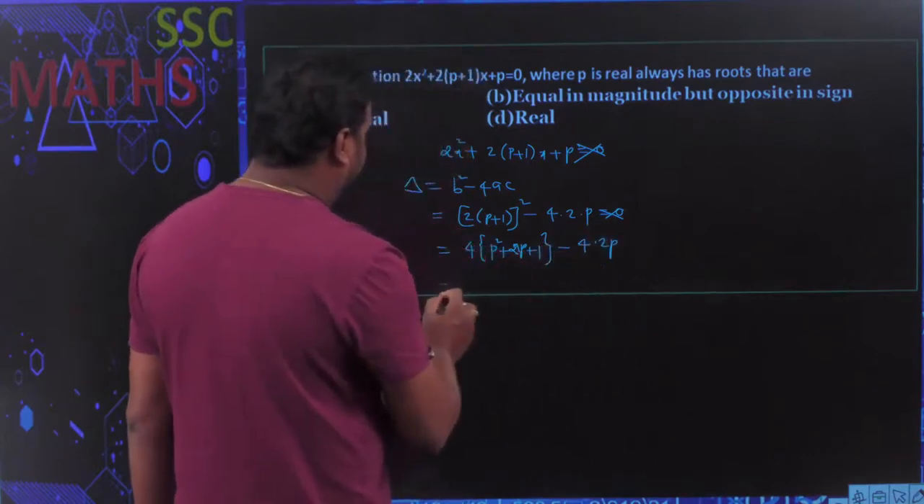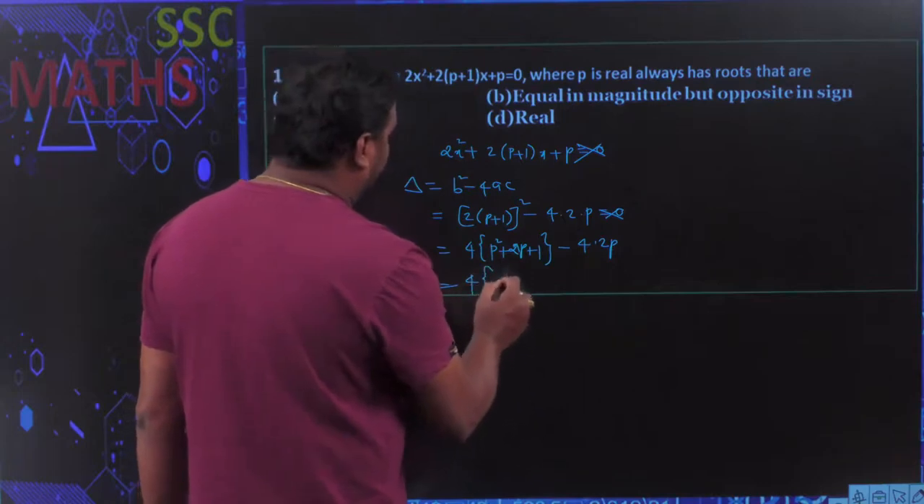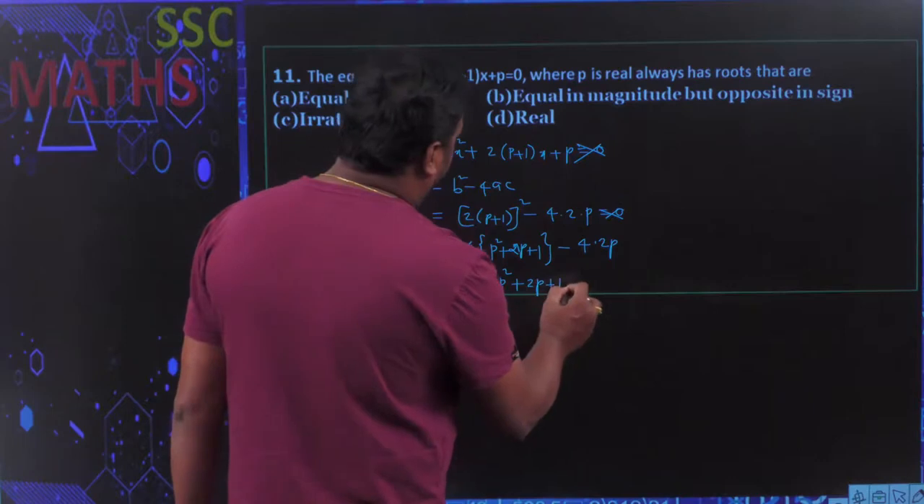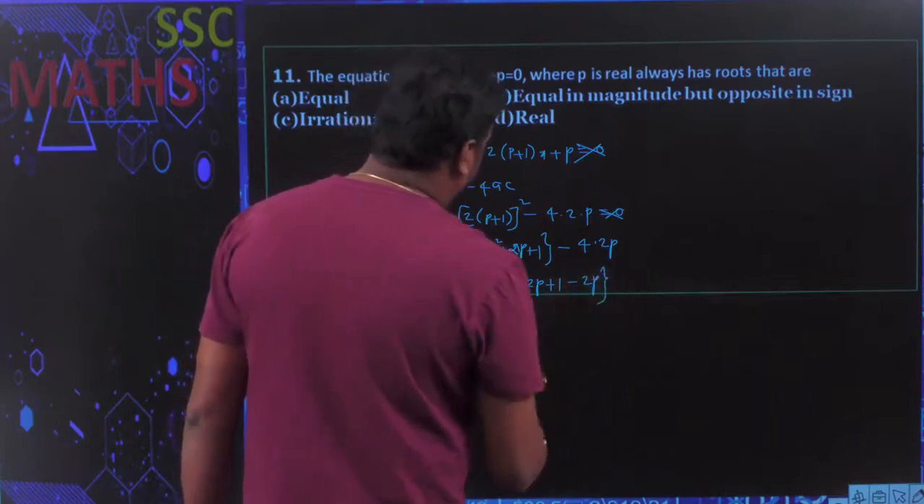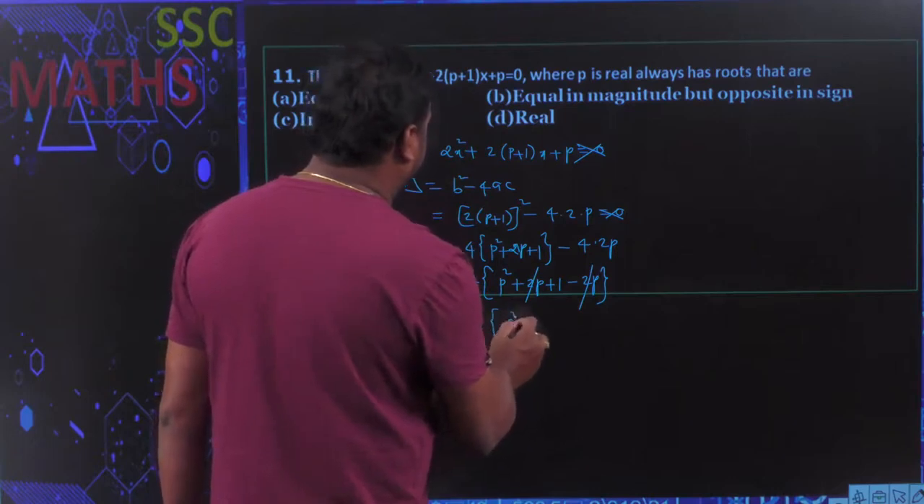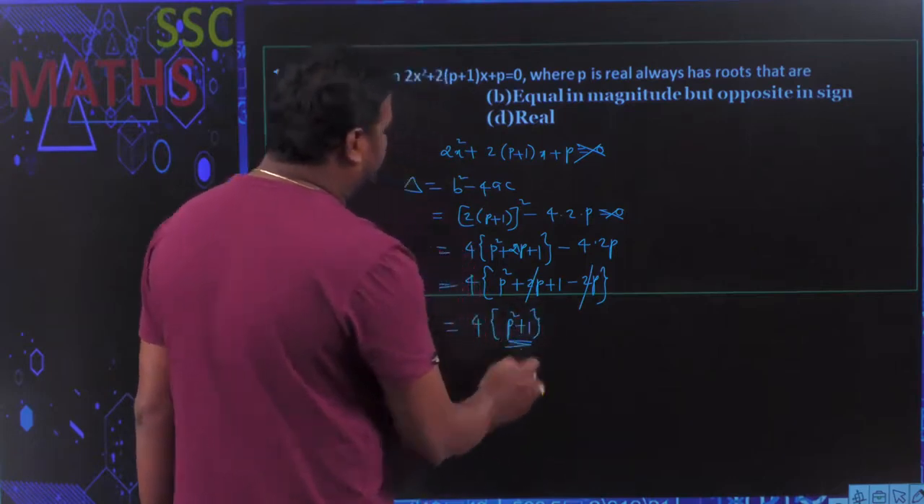because I can take one 4 common here. So when I take 4 common, it would be p square plus 2p plus 1 minus 2p, right? So plus 2p minus 2p gets cancelled. 4 times p square plus 1. So what is this p square plus 1?